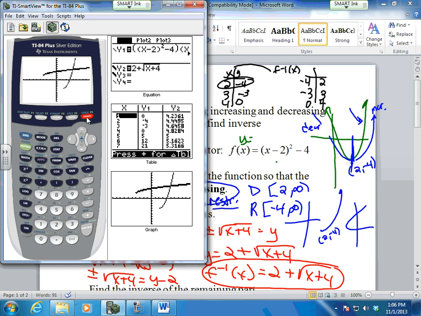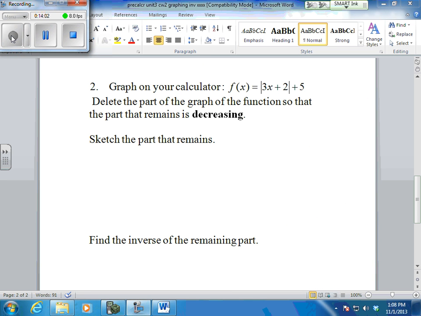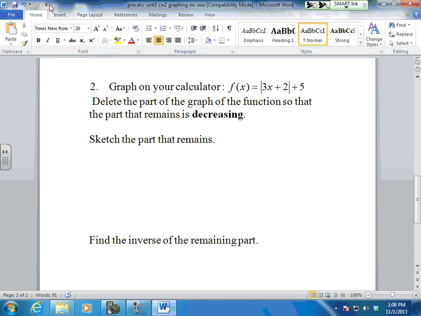Now, this is what I was hoping that you got back. Remember back to absolute value? We said it takes a positive path. We said it takes a negative path, remember? So when we work this out, we're going to either have a positive path or a negative path of your absolute value. So we're going to graph this.